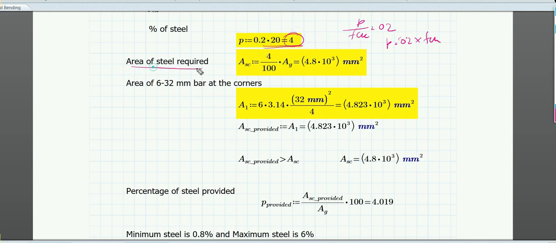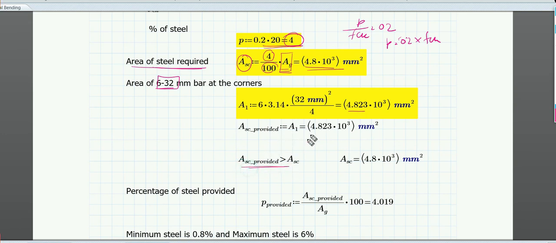Then area of the steel will be how much? ASC is equal to percentage of steel p by 100 into gross area of cross section, so it is 4.8 into 10 to the power 3 mm square. So we need six number of 32 mm bars, and then A1 is around 4.823 into 10 to the power 3 mm square.